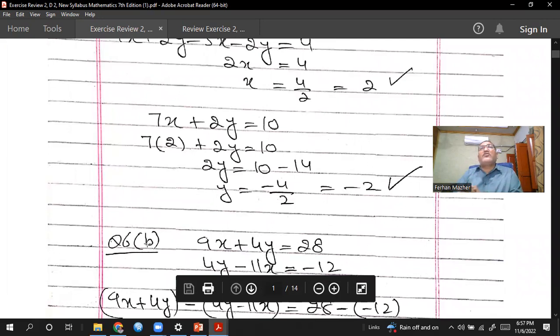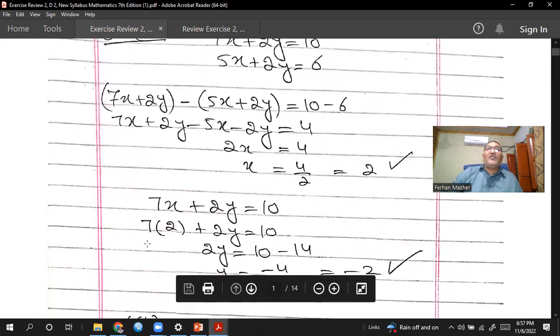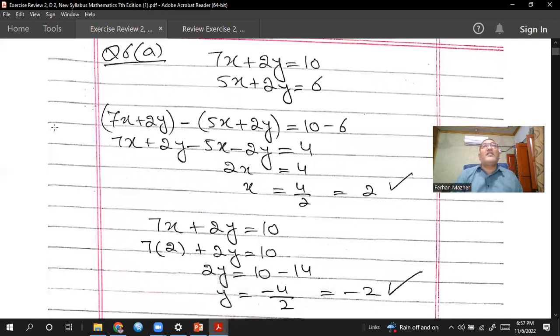7x plus 2y equals 10. In the place of x, I will substitute 2. So you will have 7 into 2 plus 2y equals 10. So 2y equals 10 minus 14. So y equals minus 4 divided by 2, and that will be minus 2. These are the values of x and y, and the whole question 6A part is showing on your screen. You can pause the video and take your time.